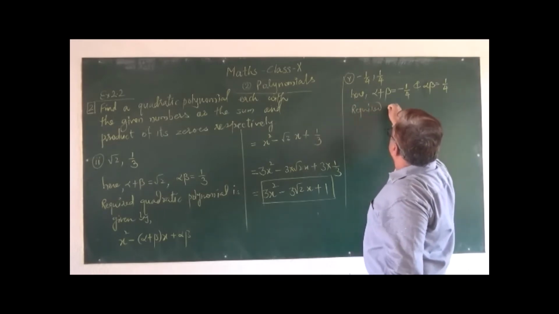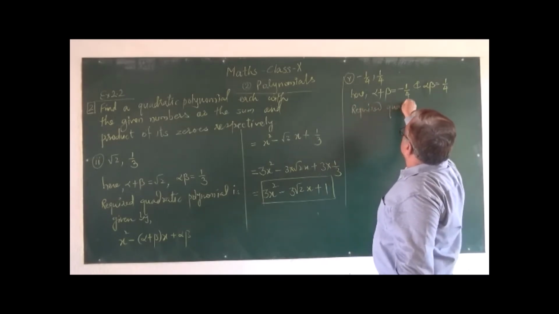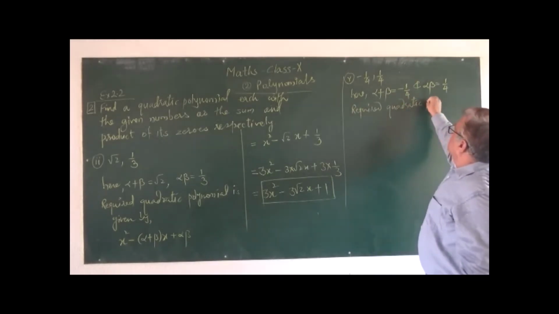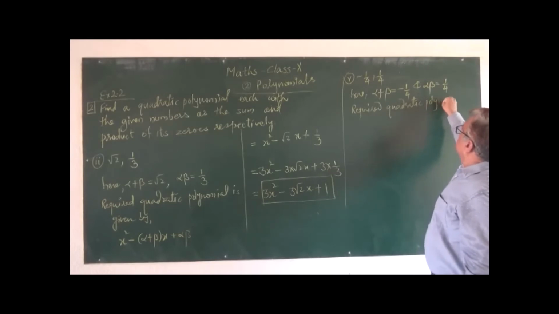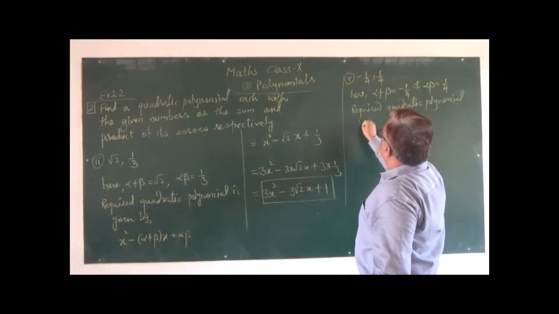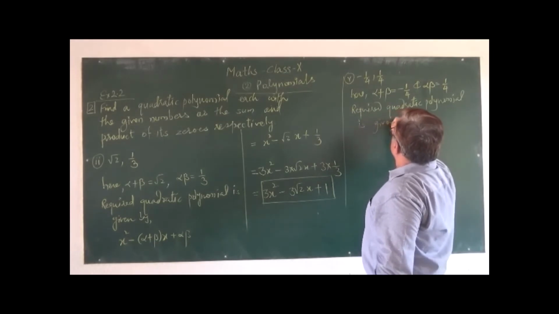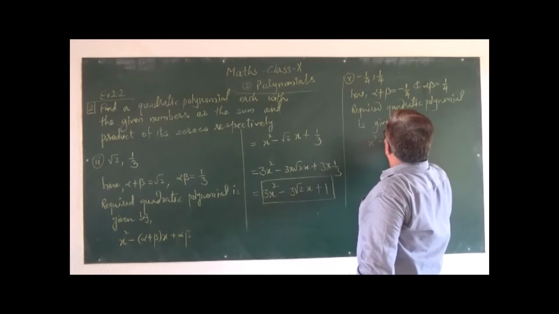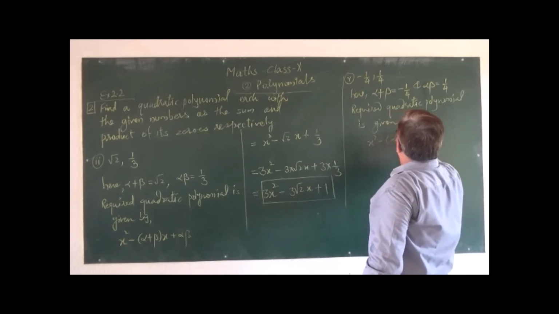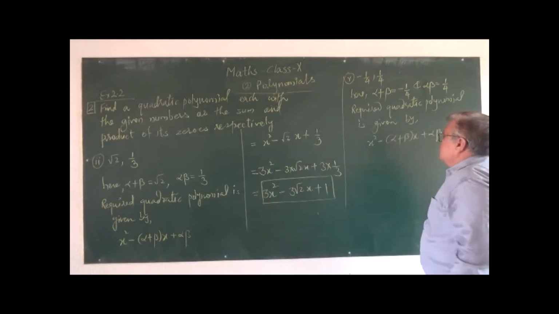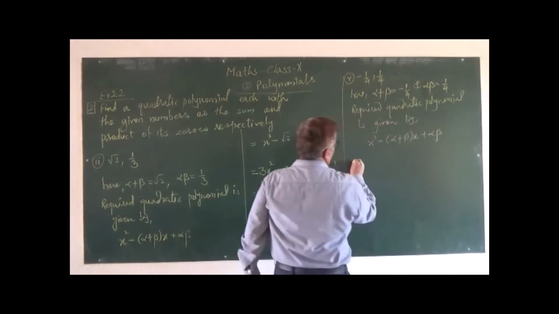So the required quadratic polynomial is given by x square minus (alpha plus beta) into x plus alpha beta. So just put the values.